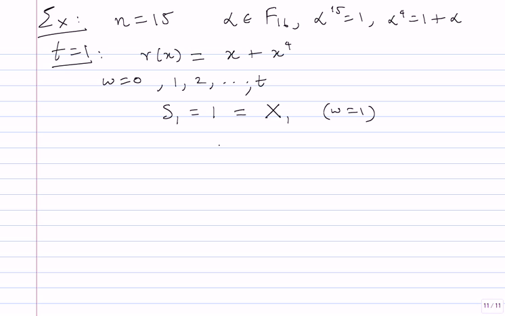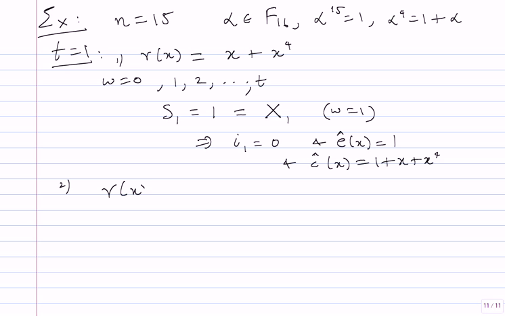Maybe it's too easy for people to try out. That implies I1 equals 0 and E of X equals 1 and E hat of X. Remember that. And C hat of X is 1 plus x power 4. So try another case. I'll give you some complicated one which will make you look for x power 10 plus x power 7.